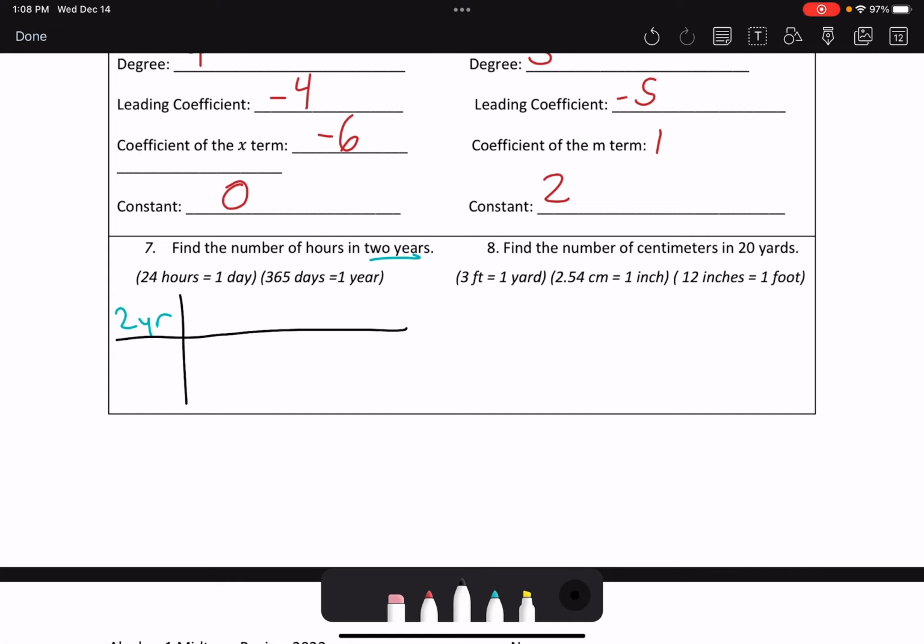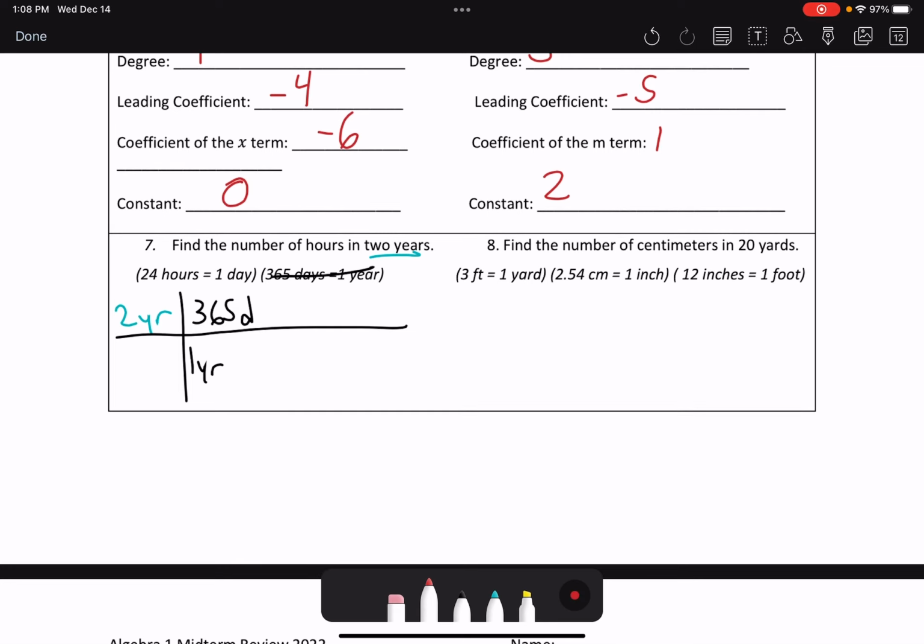Now I can look at my unit conversions here. I know that 1 year is equivalent to 365 days. The reason I put that 1 year on the bottom is because I want to cancel out those units here. So I want year divided by year is going to give us just 1 unit. That's going to cancel out the years. But I'm not to hours yet. I know that 1 day is 24 hours. So my days have canceled out, and I'm left with my unit of hours.